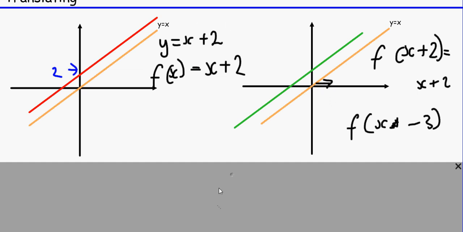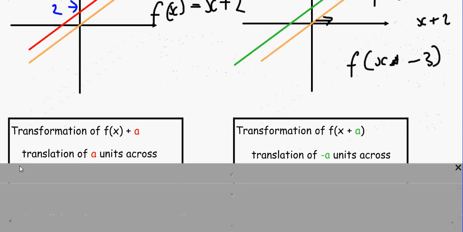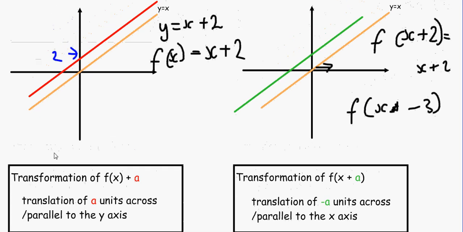So the main rules are: the transformation of f of x plus a, with the a outside the brackets, makes a translation, that's 1 mark, of a units, that's another mark, across the y-axis, or parallel to the y-axis. The reason why we write parallel is because all the points are parallel to the y-axis. If we move them up, it never gets closer or further away from the y-axis. That's why we say parallel.